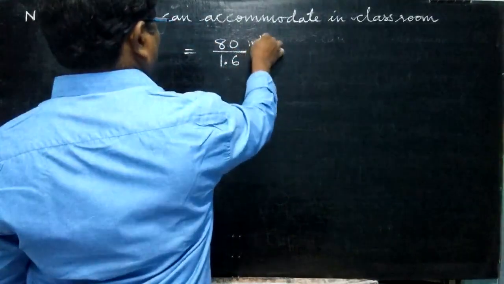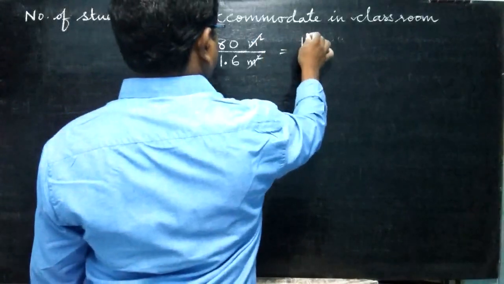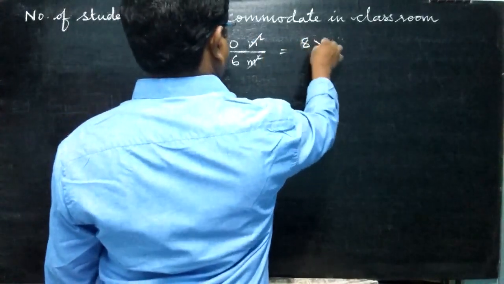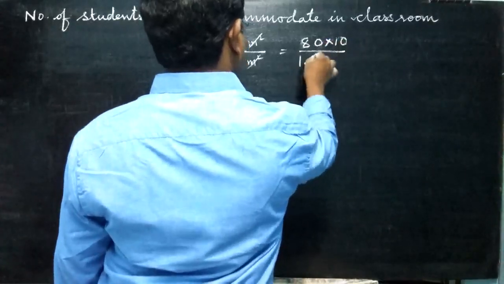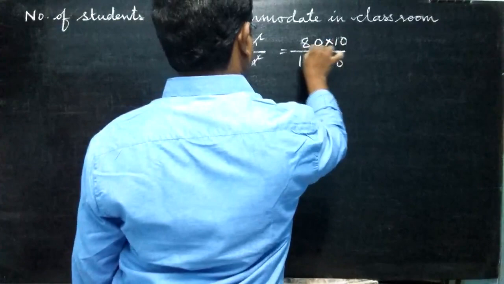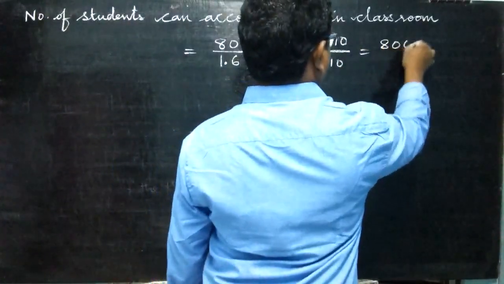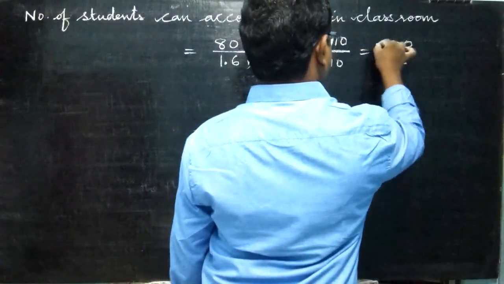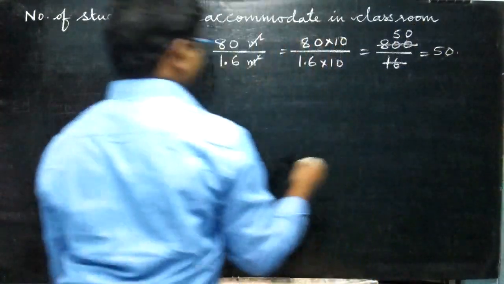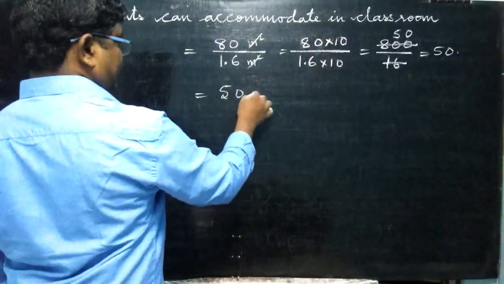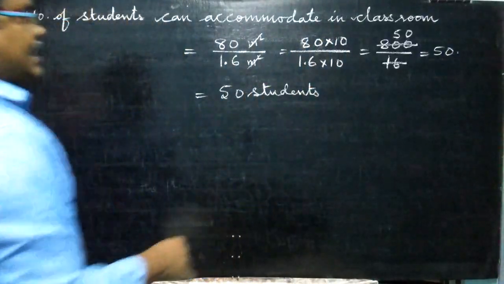Here also meter square we got, here also meter square, get cancelled. Multiply with 10. 80 into 10 by 1.6 into 10. Why am I multiplying? Because to remove the decimal. So 800 by 16. 16 5s are 80 and 0. So how many students can accommodate? 50 students can accommodate in the classroom.